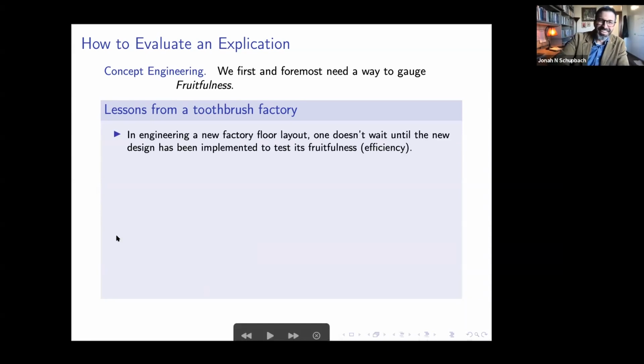So here are some lessons that I learned from that experience that I think we can relate to engineering more generally, and indeed concept engineering. So in engineering a new factory floor layout, importantly, one doesn't wait until the new design has been implemented to test its fruitfulness. That is, you don't test the fruitfulness of potential layouts by actually implementing the layout, redesigning the whole factory floor, and then seeing how it goes. There's got to be ways of testing fruitfulness before actually having to physically implement the design.